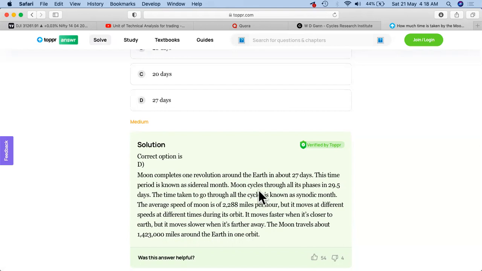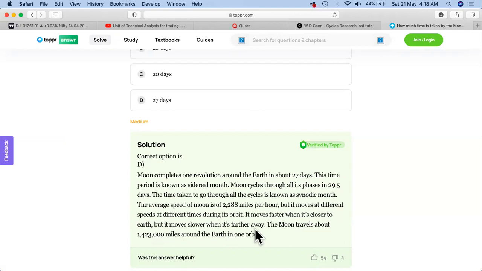Moon cycling through all its phases takes 29.5 days. The time taken to go through all the phases is known as synodic month. The average speed of moon is about 2,288 miles per hour, but it moves at different speeds at different times during its orbit. It moves faster when it's closer to Earth, but it moves slower when it's farther away.